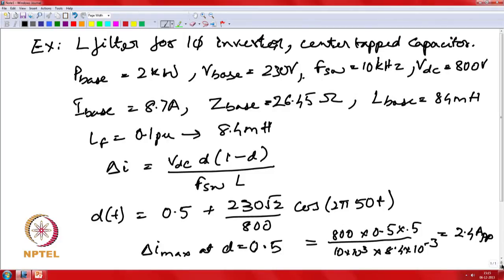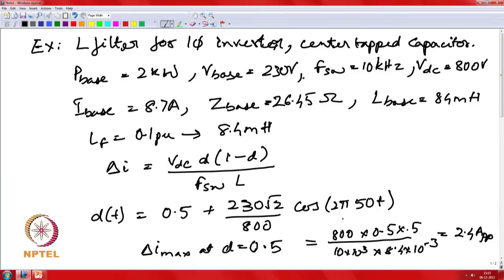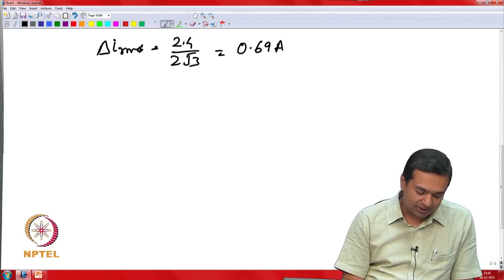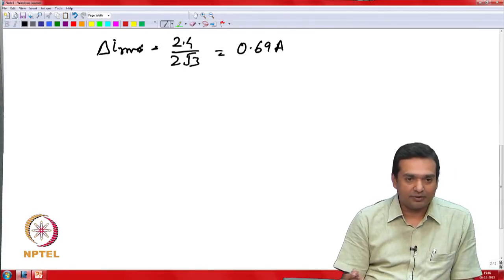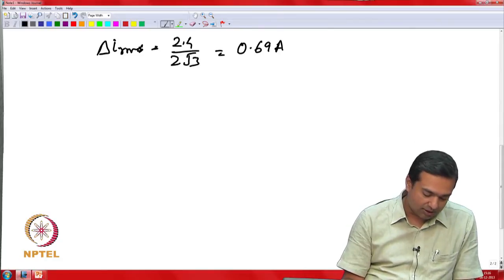If you are assuming the ripple to be triangular in shape, then your ripple RMS current is 2.4 divided by 2 divided by root 3. So this is about 0.69 amps. We know that as the inverter is going to be operating all along the duty cycle, you may not have the worst case ripple at all the points along the sine wave. So you could look at each switching frequency cycle, and look at the overall RMS currents.